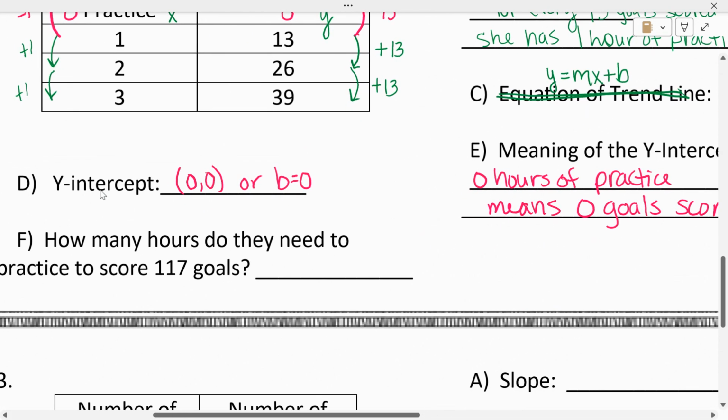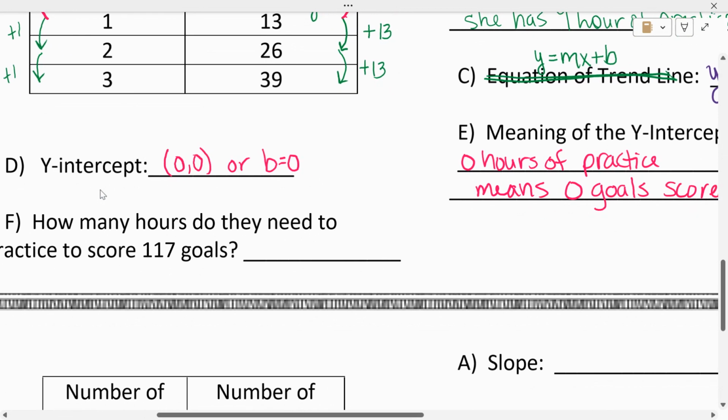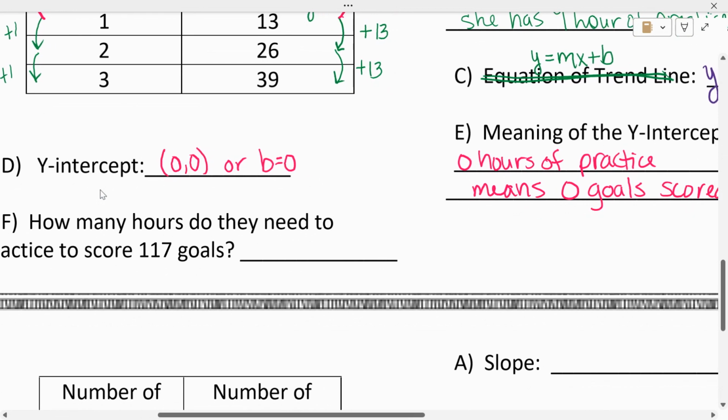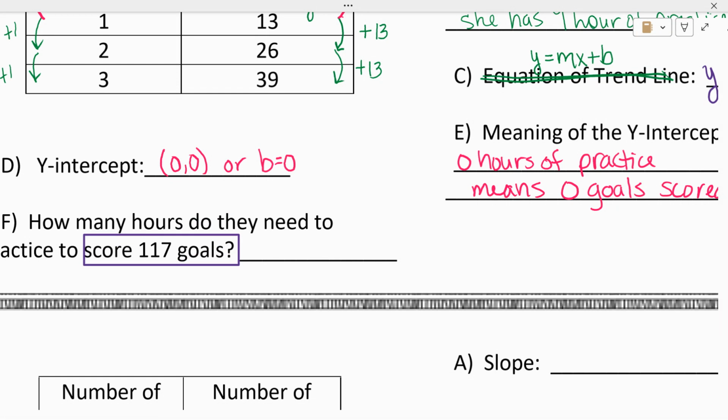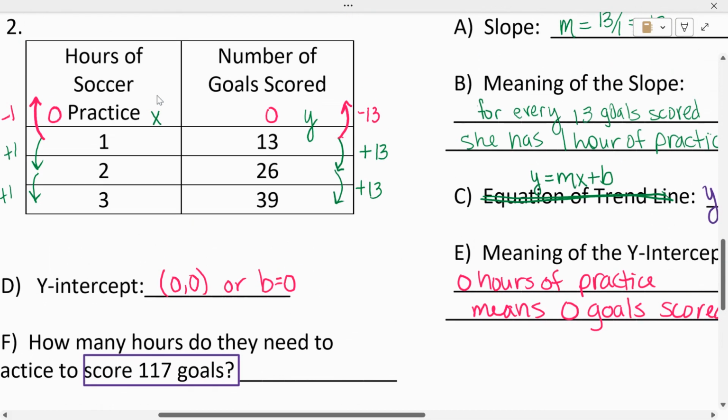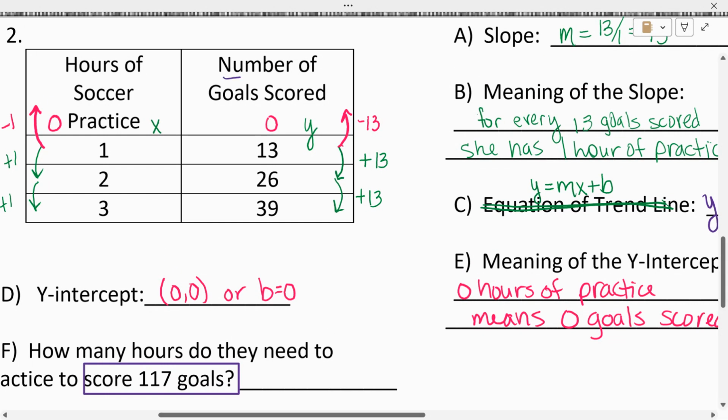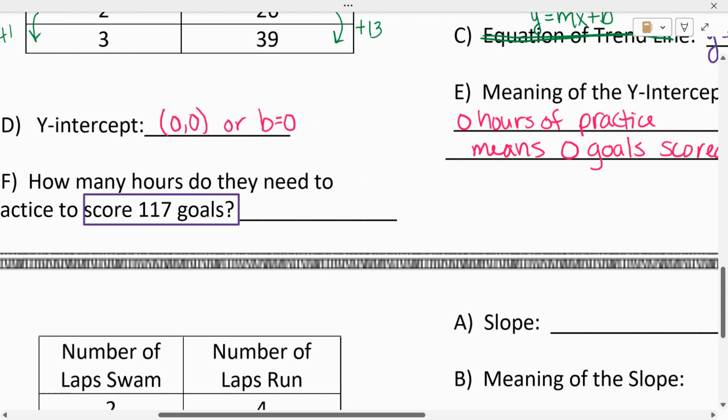How many hours do you need to practice to score 117 goals? How are we going to do that? What is the 117 goals representing? The x coordinate or the y coordinate? 117 goals. Let's go up to our table. What is the y coordinate represented by? Goals, the number of goals. So this is our y. This is the same thing as saying let y equal 117.